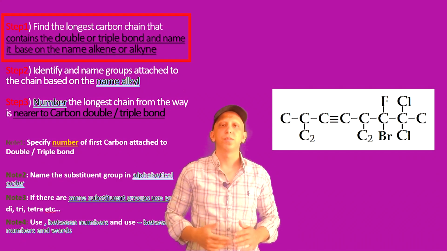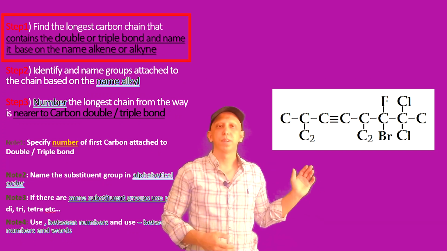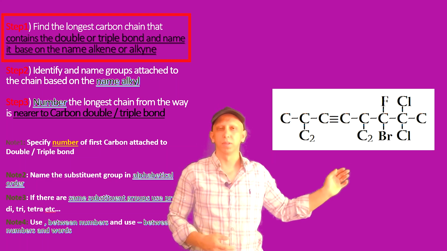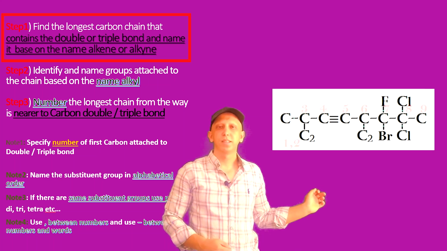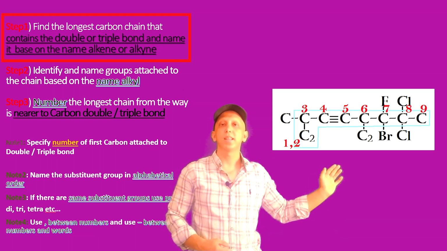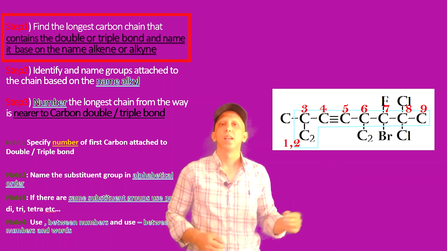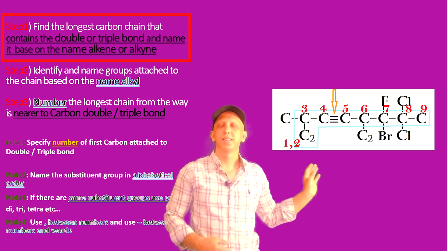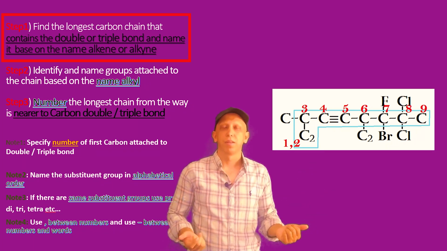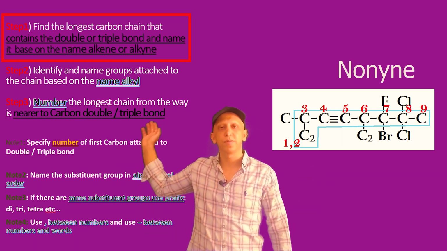As you know, step 1, we have to find the longest carbon chain that contains the triple bond. If you start numbering in a straight way, we have 1, 2, 3, 4, 5, 6, 7, and 8 carbon. But if you start naming from the C2 down here, we have 1, 2, 3, 4, 5, 6, 7, 8, and 9 carbon. So this way we have more carbon, and the triple bond exists in this way. So this is the right way for our main chain, and we know the name of 9 carbon based on alkyne is nonyne. So step 1 is done.